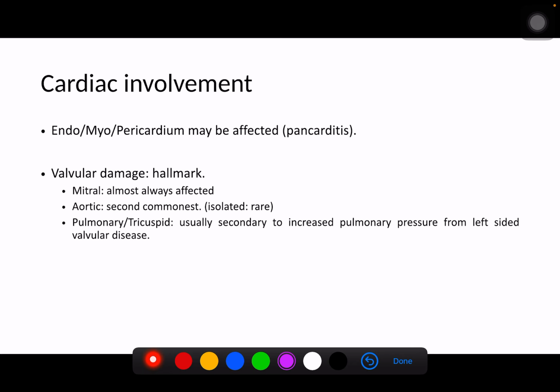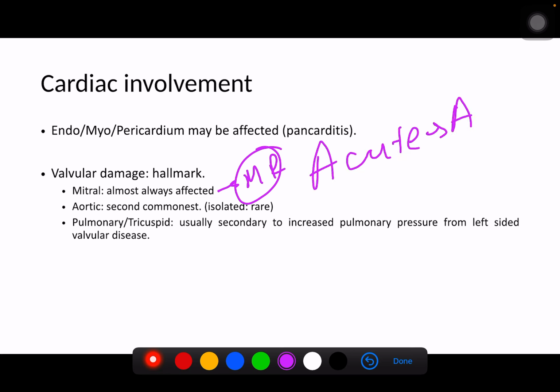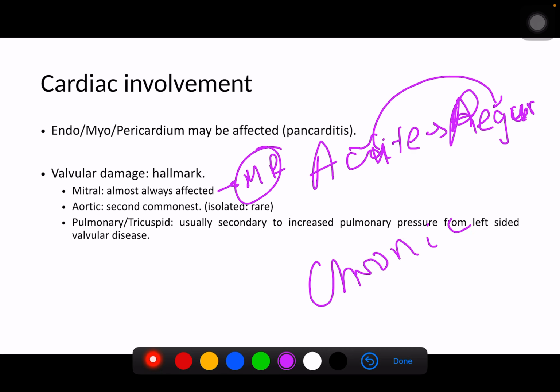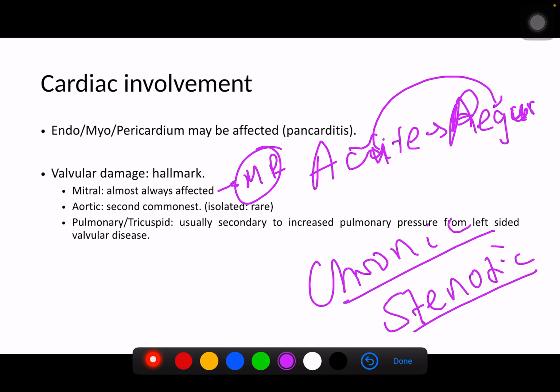Now the cardiac involvement. The endomyocardium and pericardium may be involved. Valvular damage is the hallmark. The mitral valve is almost always affected, leading to mitral regurgitation. Remember, acute is associated with regurgitation, but chronic is stenotic. It's rhyming, no? Chronic is stenotic.